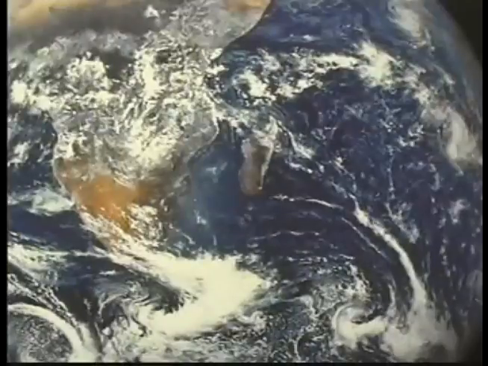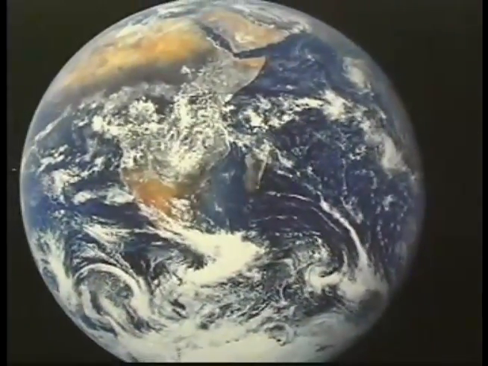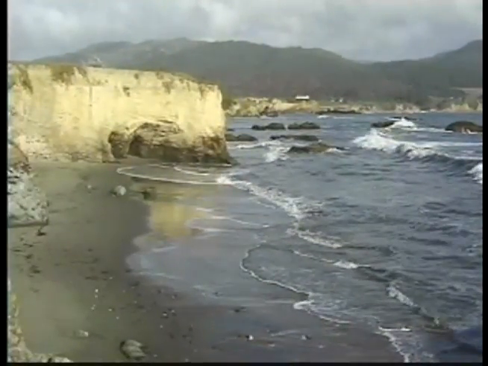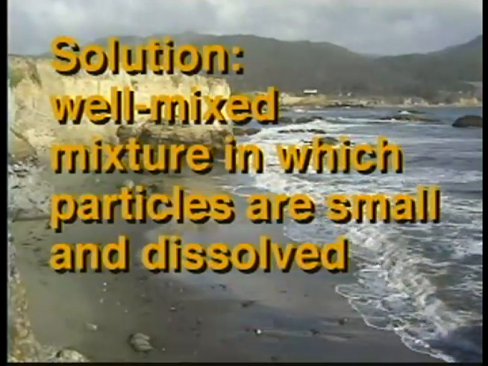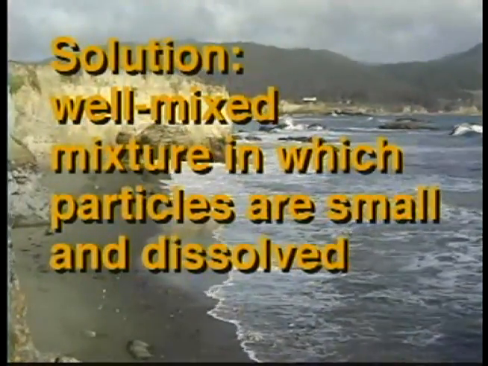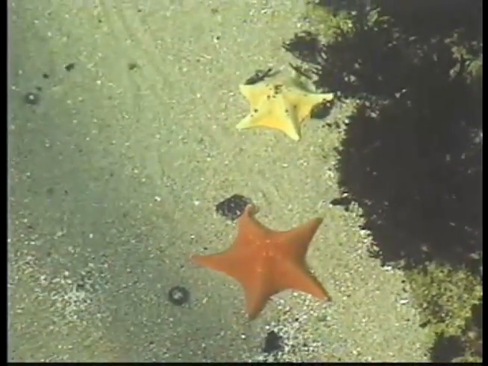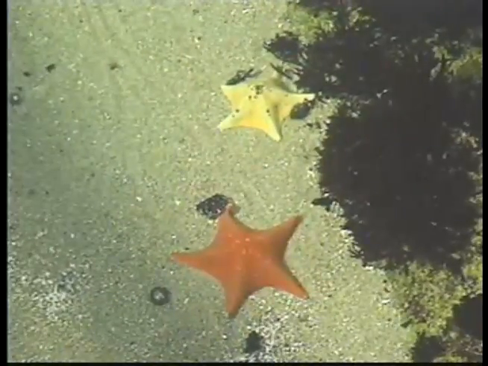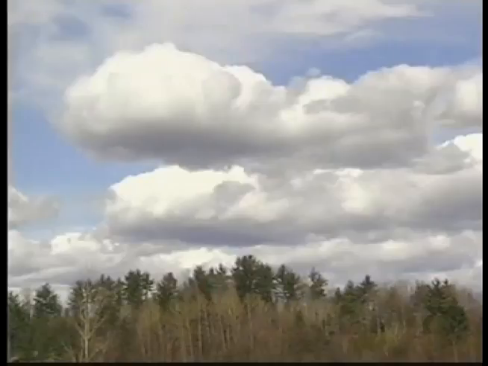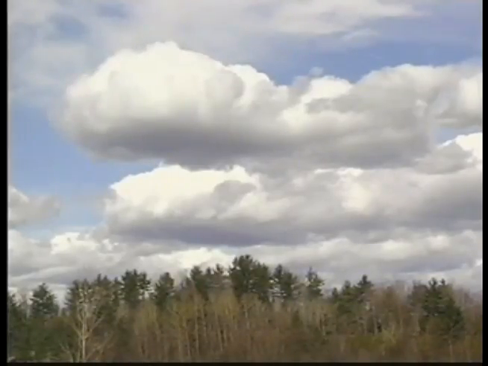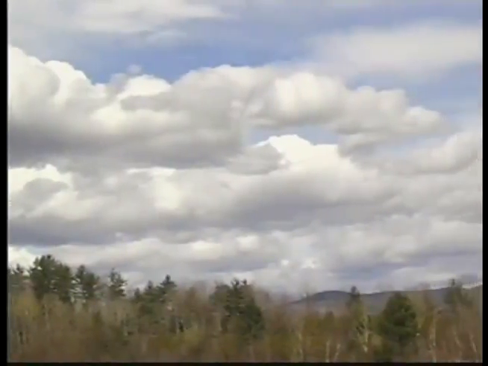70% of the earth is covered with a very well-mixed liquid, seawater. Seawater is a solution. A solution is a very well-mixed mixture in which particles are small and most often dissolved. In seawater, many different chemicals, including salt, are dissolved in water, giving seawater a homogeneous or very well-mixed appearance. Another common solution consists of the gases nitrogen, oxygen, and other gases. It is the air we breathe.